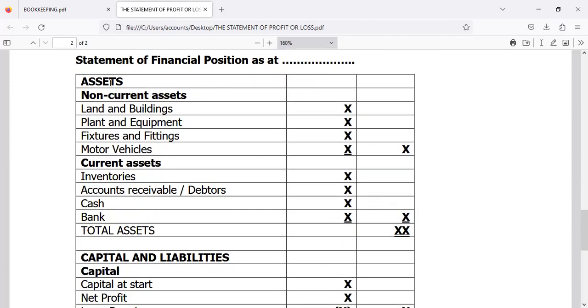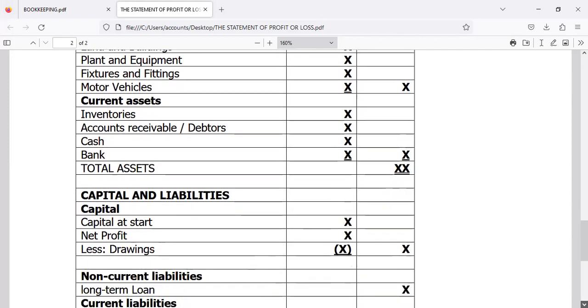We start with assets, and under assets, we start with the non-current assets, where we have land and buildings, plant and equipment, the fixtures and fittings, the motor vehicles. Then we move to the current assets, where we have inventories, accounts receivable, all the debtors, cash, bank. So we add the current assets, we take the second column, we add it to the total non-current assets to come up with the total assets of the business.